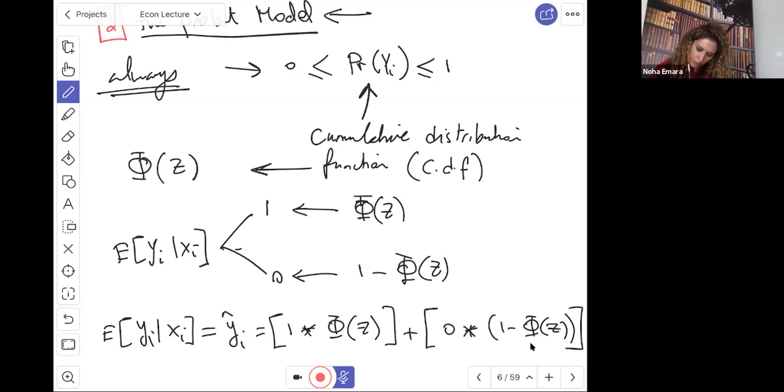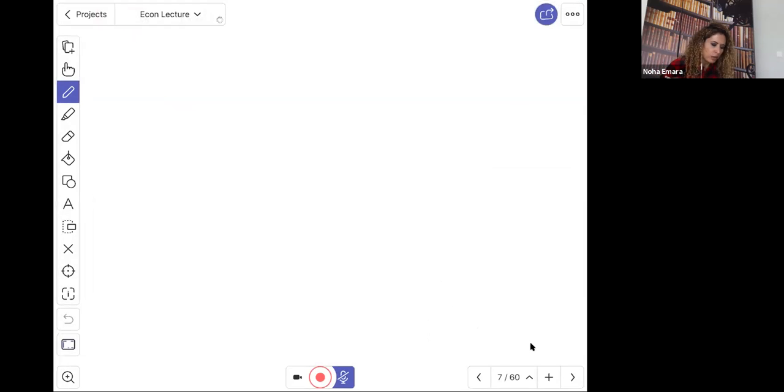So of course this part is gone. Anything times 1 is the same, so this one is just phi of Z. My expectation of y is computed based on phi of Z, so my expectation is simply phi of Z. Let's see that again using our same example. Again, what's the probability that the family owns the house using the probit model?